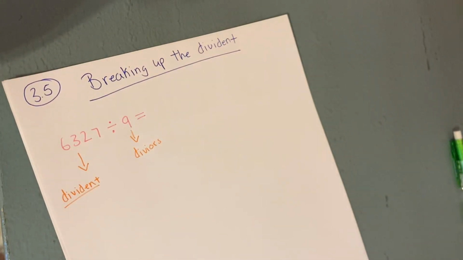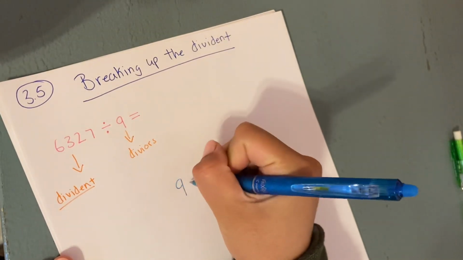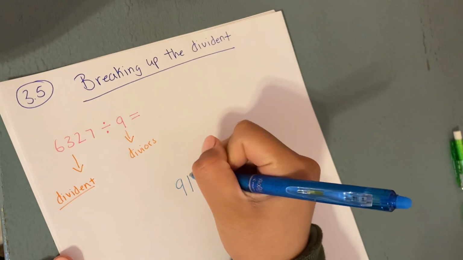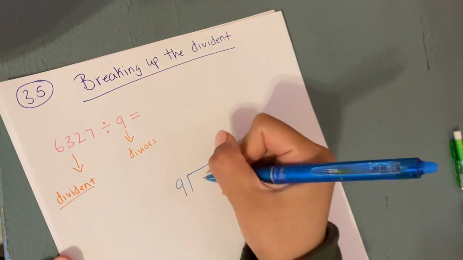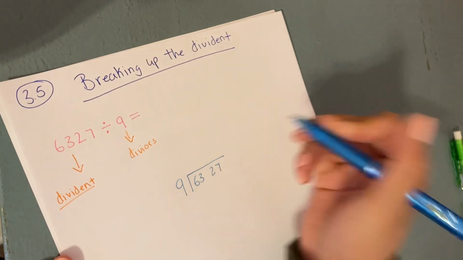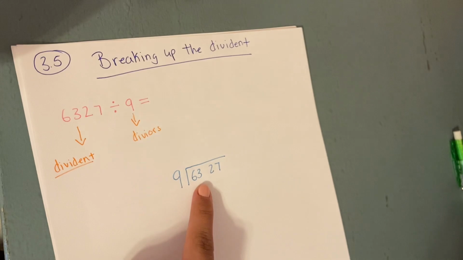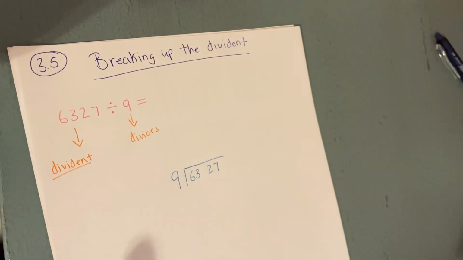Let me go ahead and switch pens real quick. So let me go ahead and write down the problem. We're going to start with 9. We're going to write it as a traditional division problem. 6,327. It's going to be our numbers. Notice I left some space in the middle, and that's where the breaking up is going to come in.